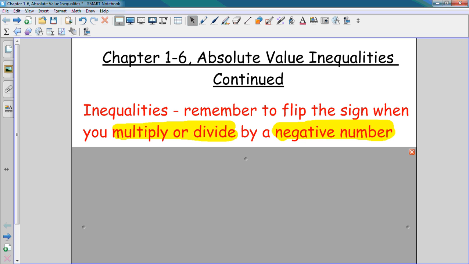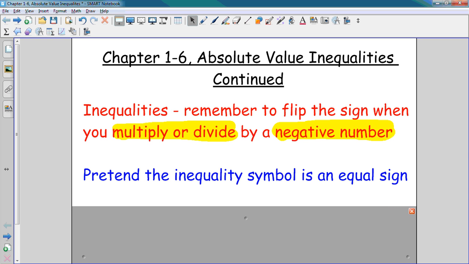Remember to flip the sign when you multiply or divide by a negative number. When you solve absolute value inequalities, you're going to be flipping the sign almost every time. So you need to make sure and pay attention when you multiply or divide by a negative number.